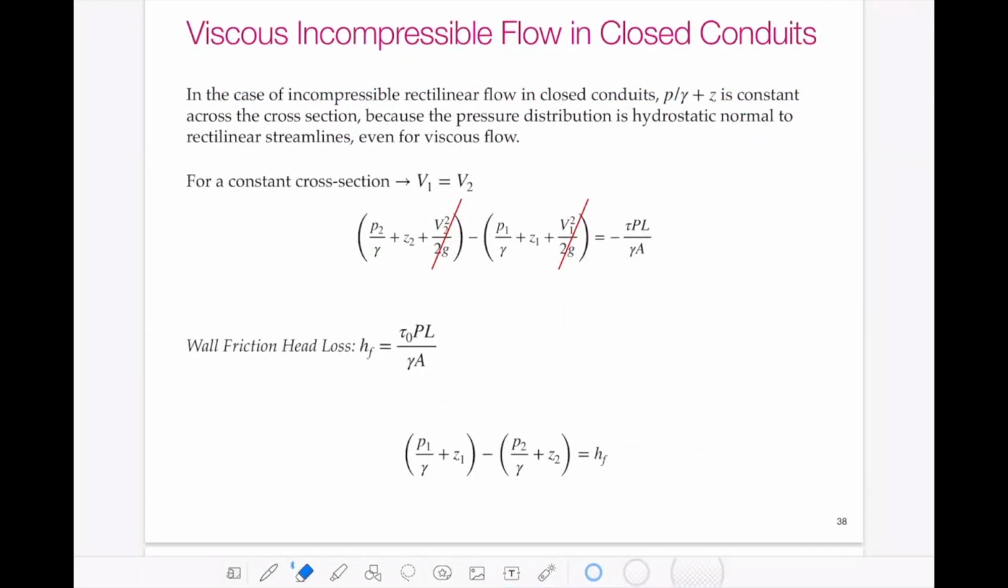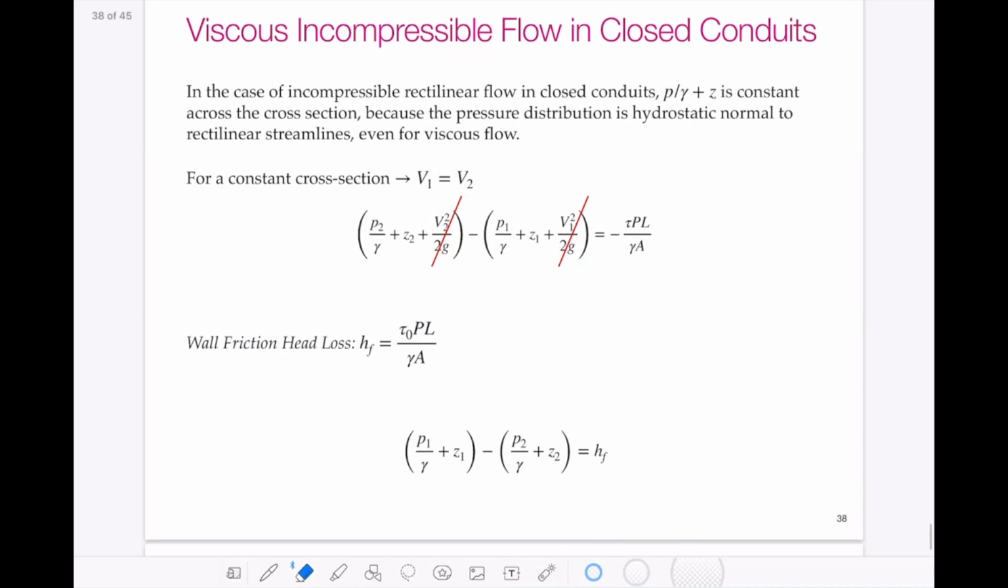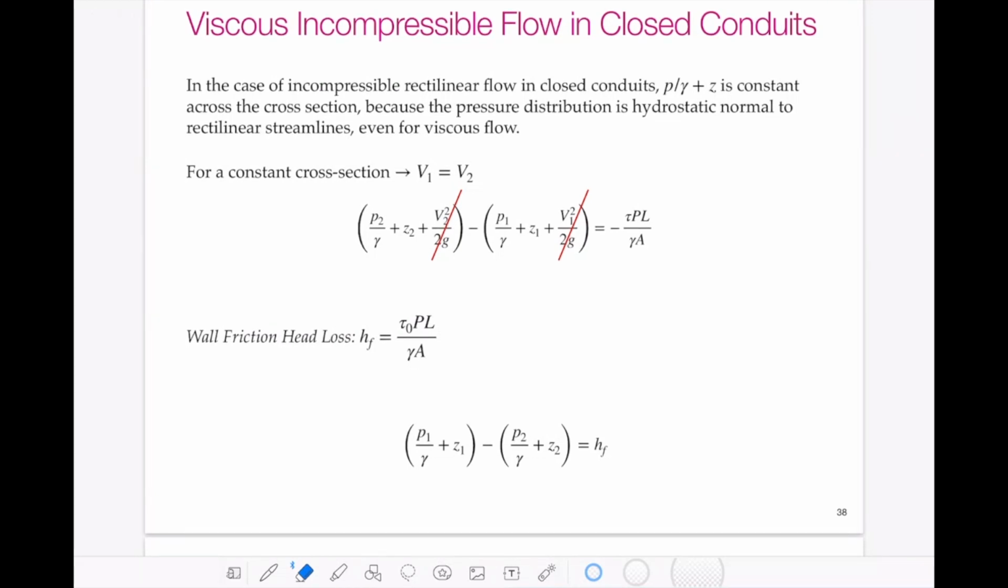So if we have a closed conduit and we have no change in our velocity, so our area is constant and our flow rates are constant, so our velocity isn't going to change, the friction is only going to contribute to a loss in pressure of our flow, and we can call that loss of pressure our wall friction head loss. We can write it in terms of pressure head, and our head loss due to friction is just HF. And it's equal to the average shear stress along some length of pipe with perimeter P and area A at the wall, where tau 0 is the shear stress at the wall.